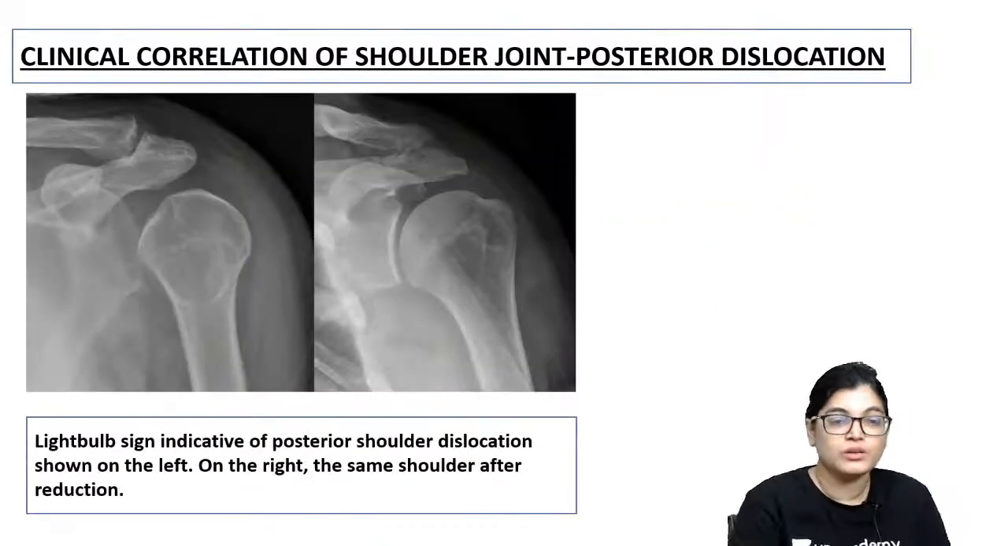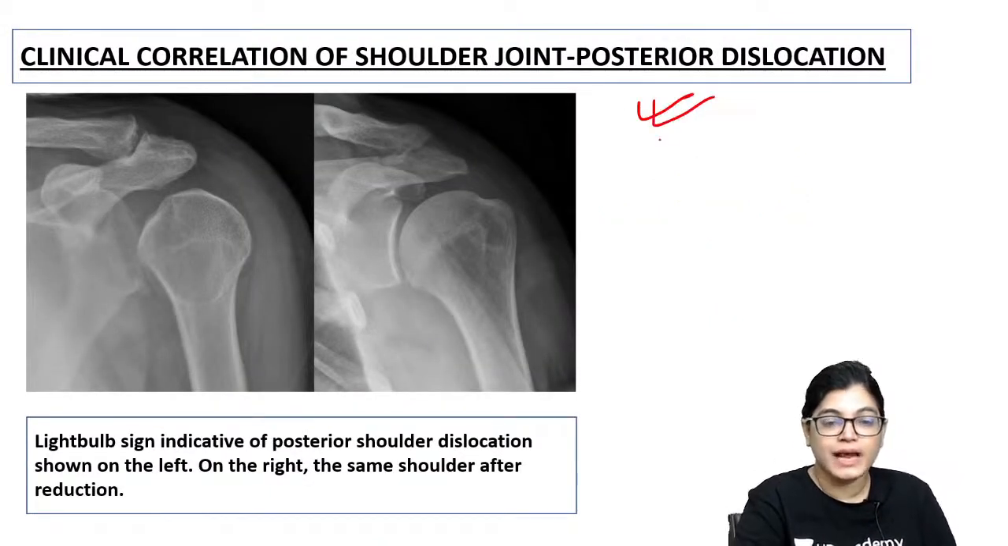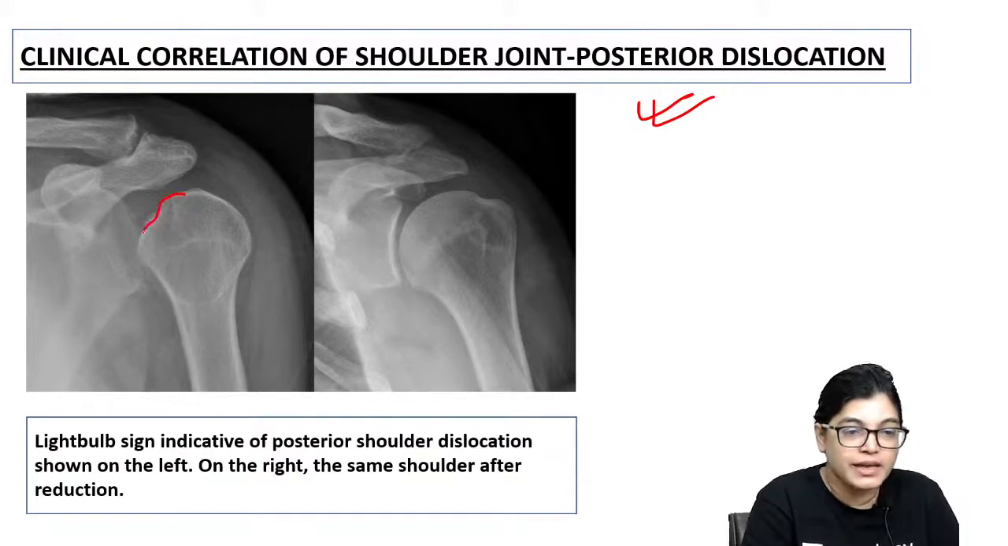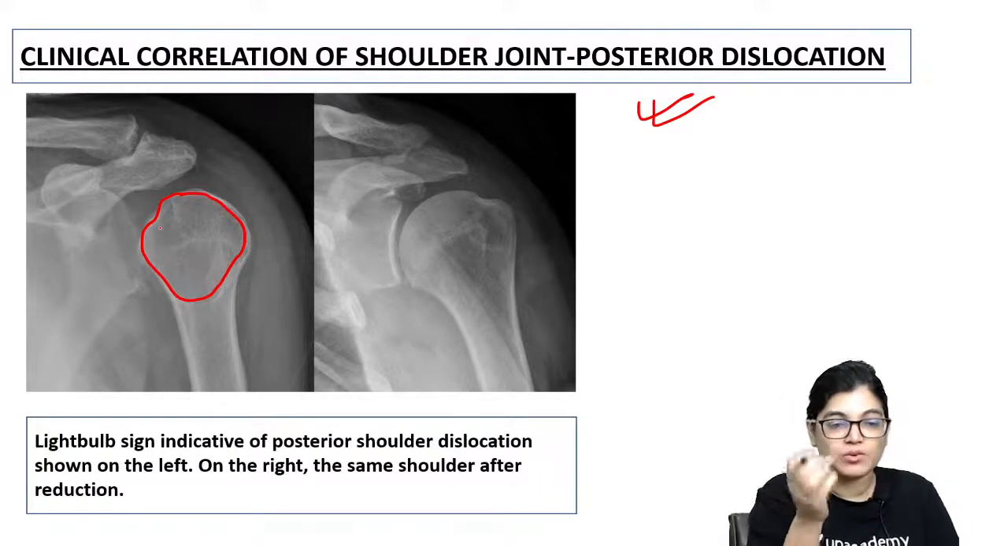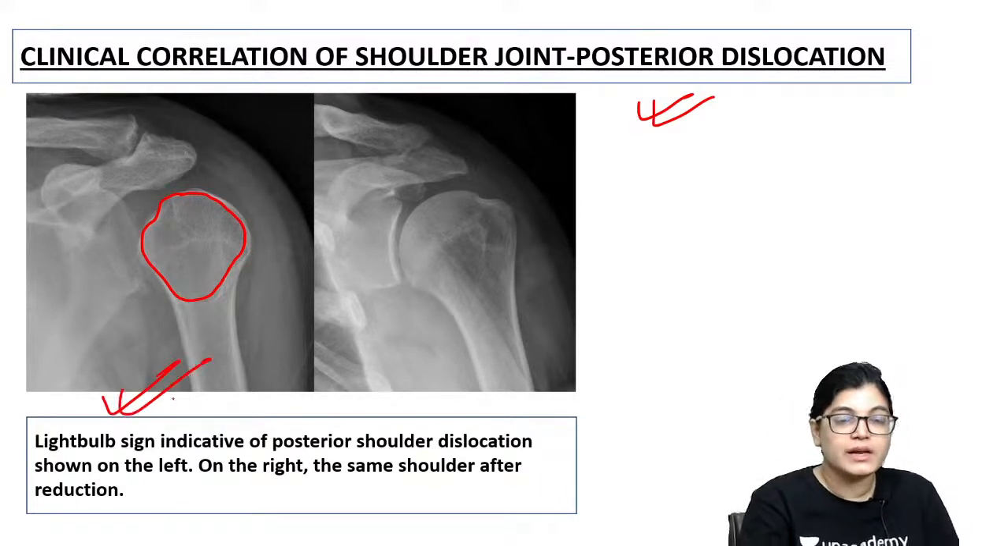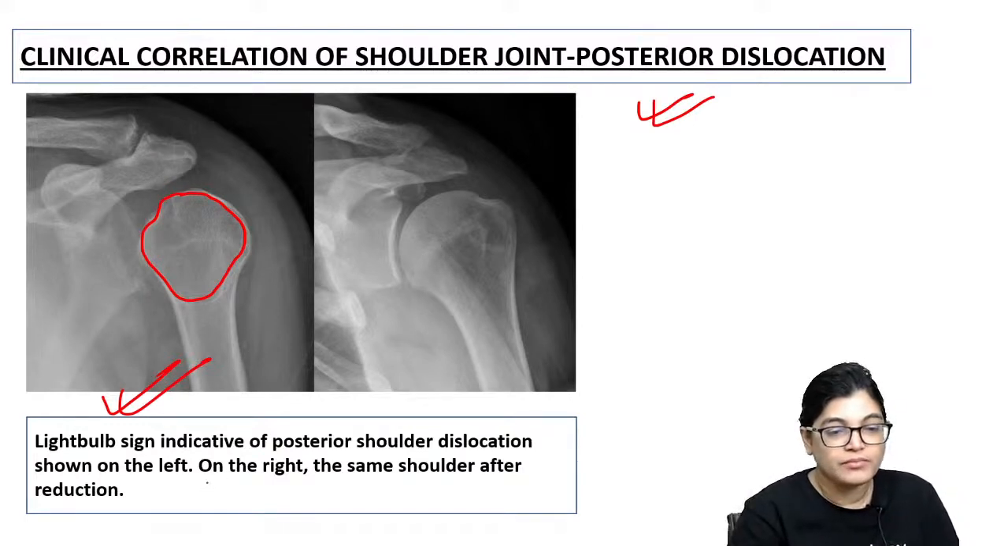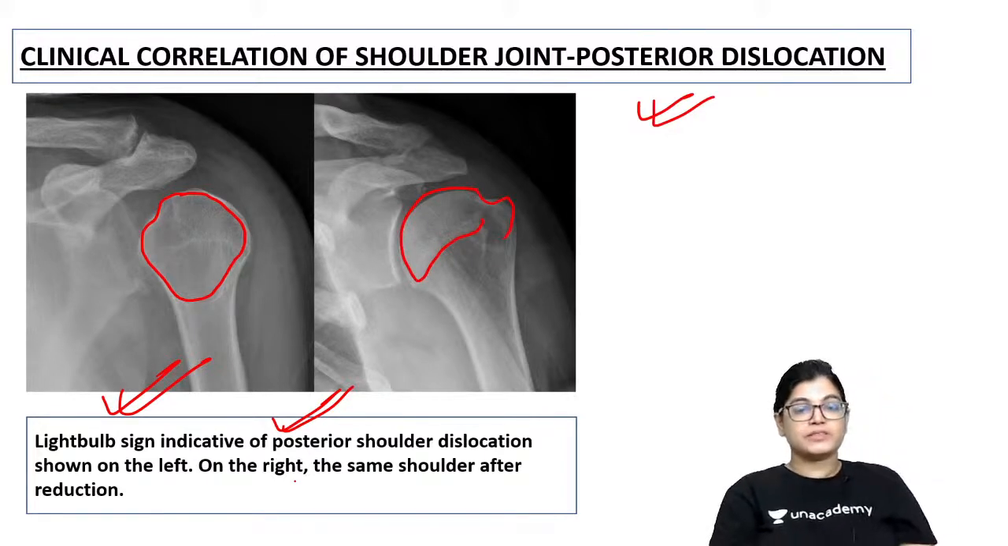Now coming to posterior dislocation. The next type of dislocation, which is quite common, is posterior dislocation, and please see the X-ray. This is the outline of the head of humerus, and it appears like a bulb is on. So the light bulb sign is the radiological feature seen in a posteriorly dislocated shoulder joint. On the left hand side, this is after the treatment and it is reduced.